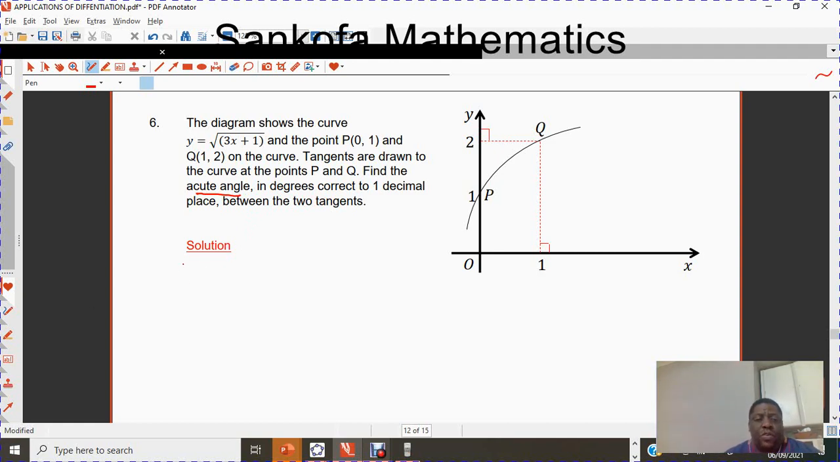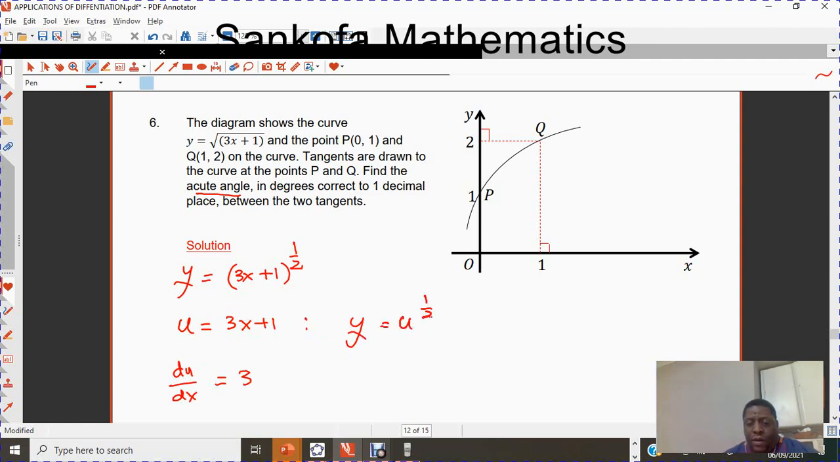Okay, so first of all, we need to be able to differentiate this, but let me just rewrite this as the quantity 3x plus 1 all raised to the power of a half. Then I'm going to say let u equal 3x plus 1, and du/dx is going to be 3. Then y will equal u raised to the power of a half, and dy/du will equal a half u raised to the negative half power.